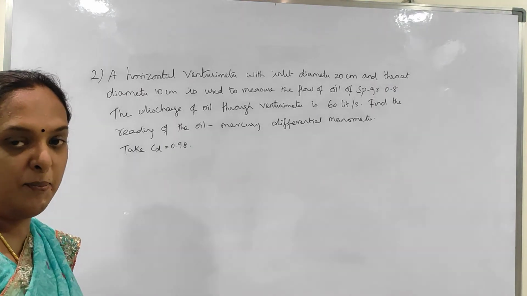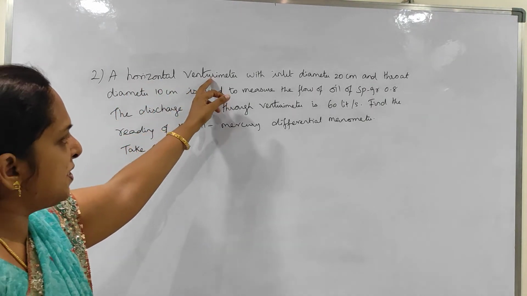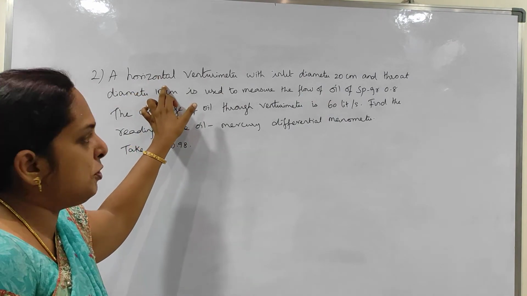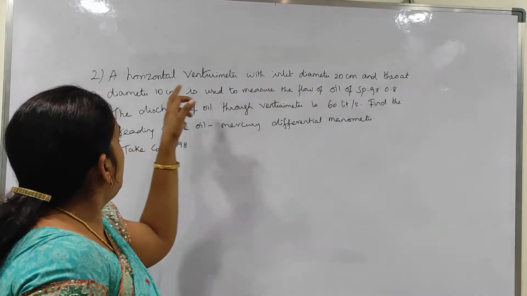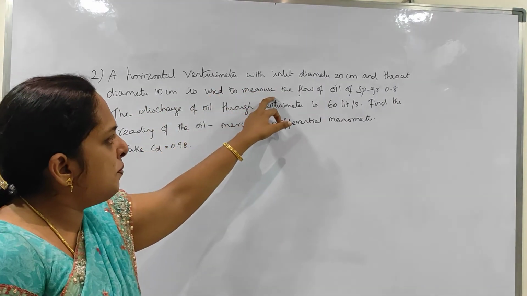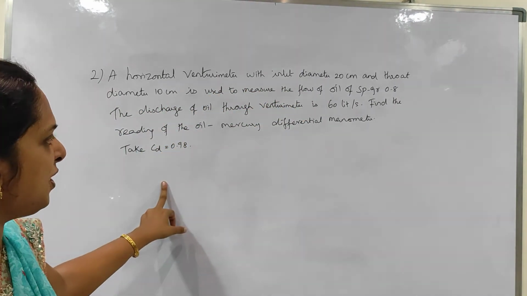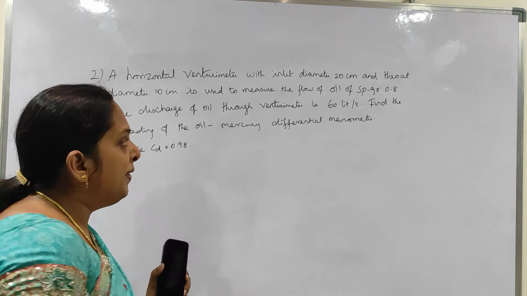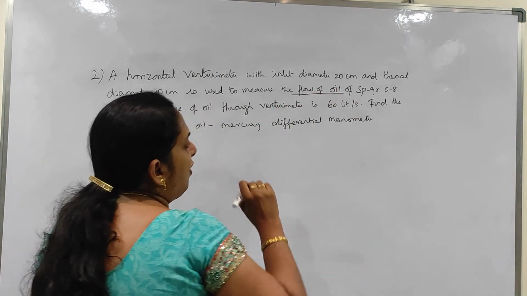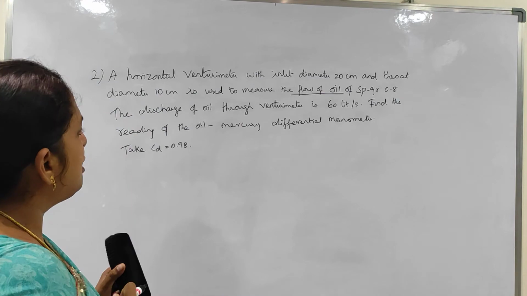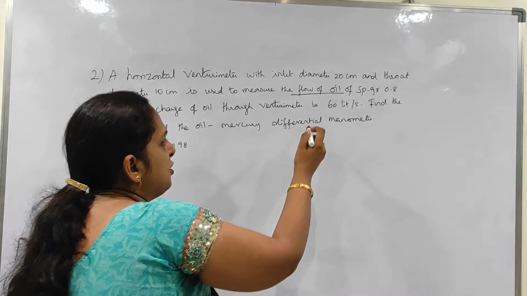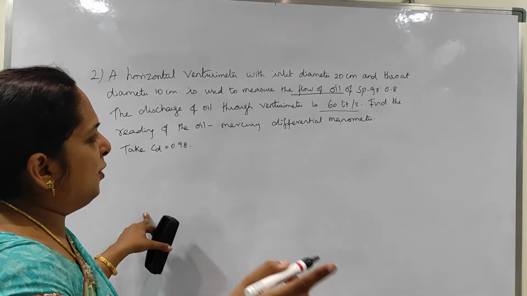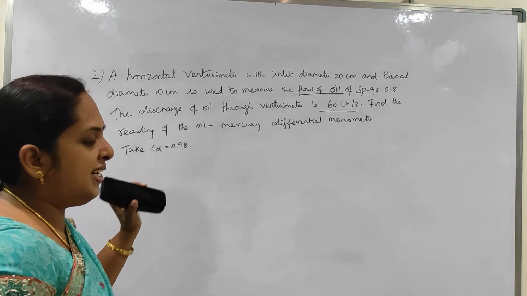Yes guys, we are with the second problem here. A horizontal venturimeter with inlet diameter. Check whether it is horizontal or inclined venturimeter. So it's a horizontal venturimeter with inlet diameter 20 cm and throat diameter 10 cm, used to measure the flow of oil of specific gravity 0.8. Remember here, the pipe is not carrying water. Instead, it's going to carry oil of specific gravity 0.8. The discharge of oil through the venturimeter is 60 liter per second. Discharge is given. Find the reading of the oil mercury differential manometer. Take CD equal to 0.98.